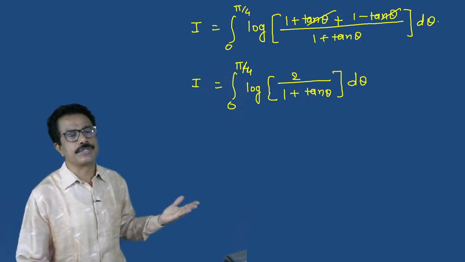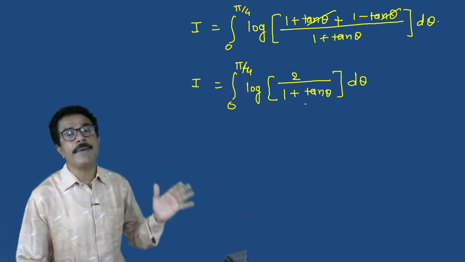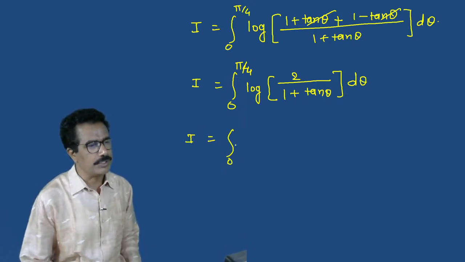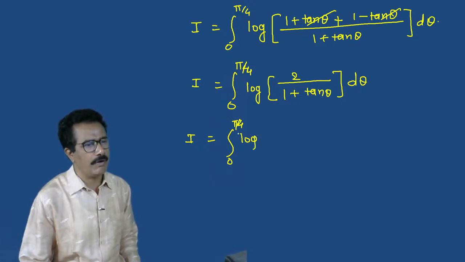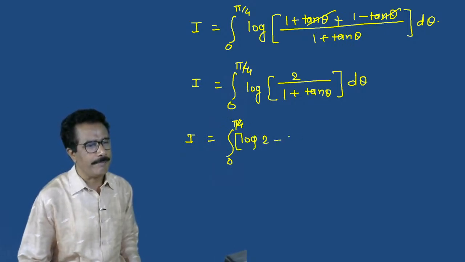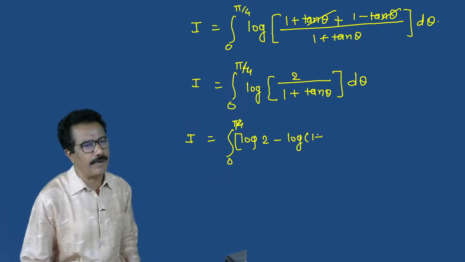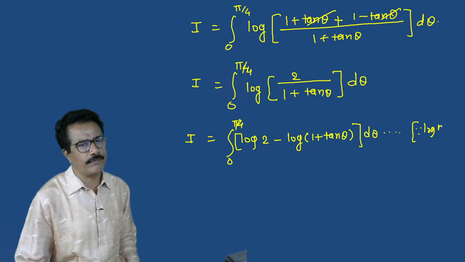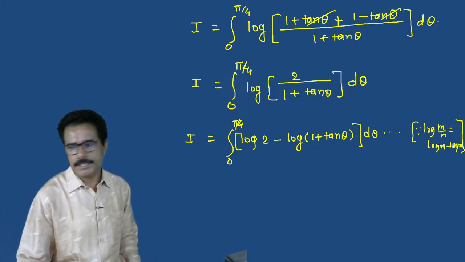Now use log of m divided by n, that means the separation formula: the integral from 0 to pi by 4 of log 2 minus log of 1 plus tan theta d theta. Here we have used the formula log of m by n, which can be written as log m minus log n. Is it okay?